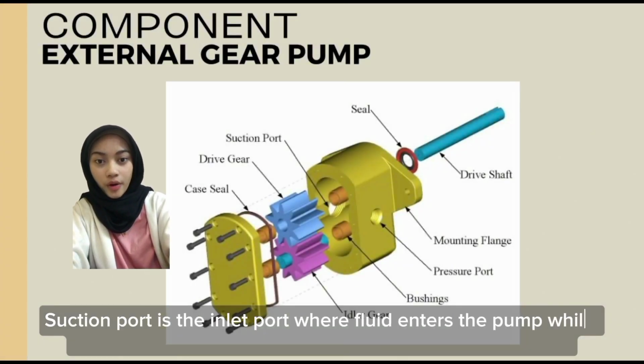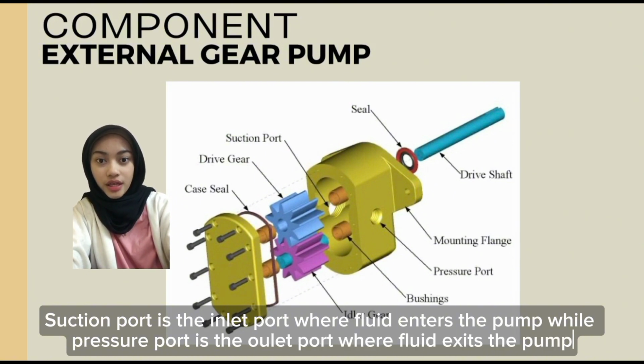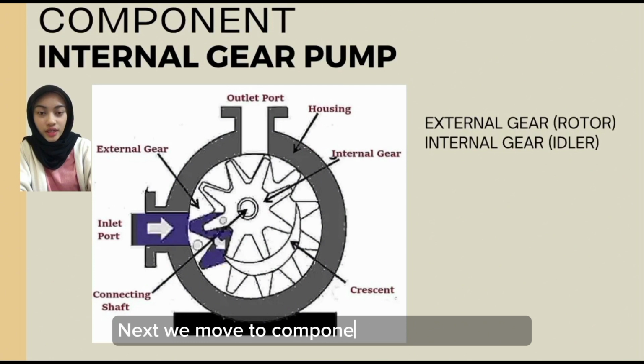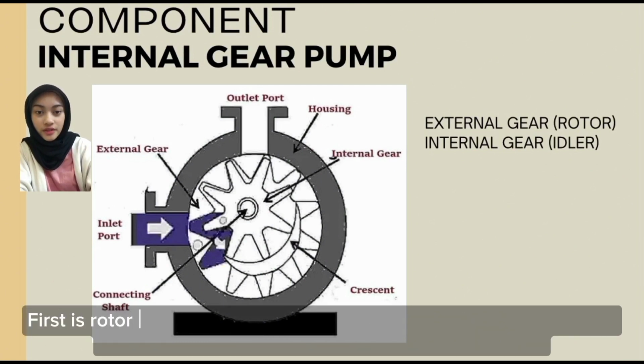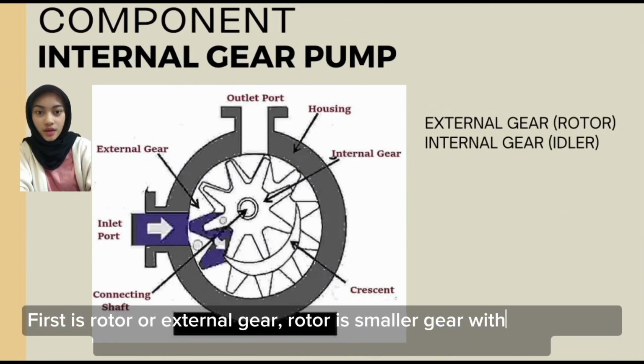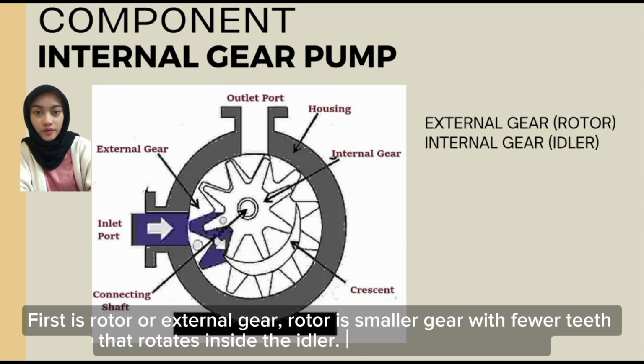Suction port is the inlet port where the fluid enters the pump, while pressure port is the outlet port where the fluid exits the pump. Next, we move to the components of internal gear pump, which first is rotor, also known as the external gear. Rotor is a smaller gear with fewer teeth that rotates inside the idler.